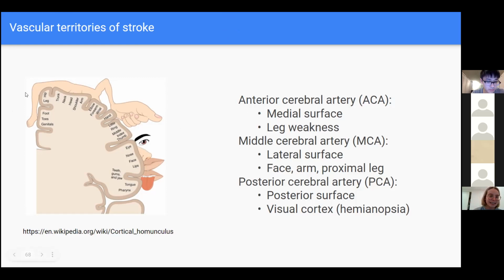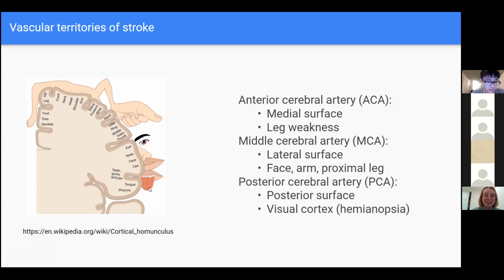But basically, the ACA will mainly give blood to the medial surface of the brain. And as we can see in the homunculus, this is the region for leg weakness, and so the leg will be the most affected part. Then we have the middle cerebral artery, which, if you refer to your anatomy again, gives rise more to the lateral surface of the brain, where it's mostly the face, the arm with the hand, and proximal leg. Those are going to be the parts affected by this kind of stroke.